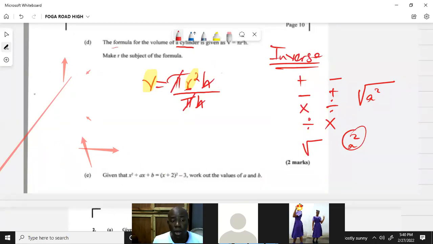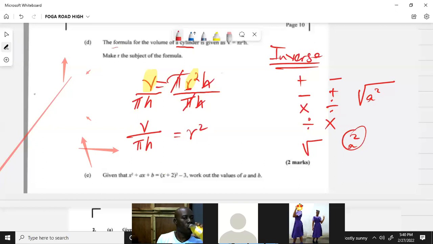The thing is, whatever you do on one side has to be done on the other side. So we have to draw a line on the other side, and then we divide it by pi and h. I want you to understand that in mathematics, nothing is really gone. It might be missing from this side, but you'll see it on the other side. So then let's rewrite this. V over pi h is equal to r squared.